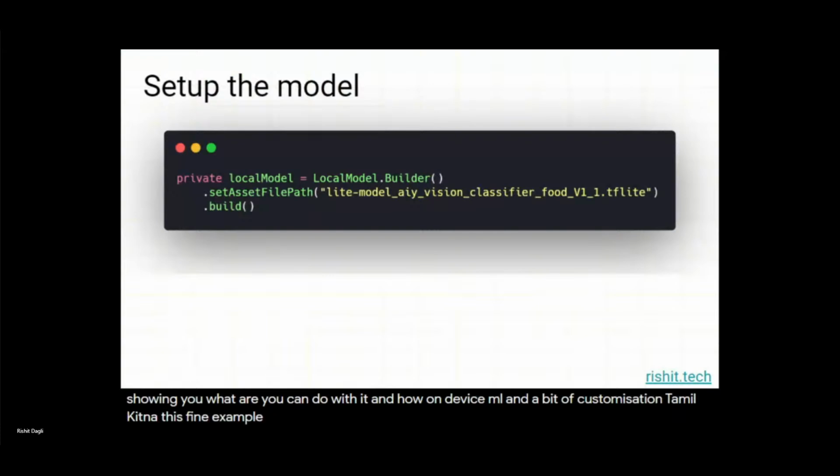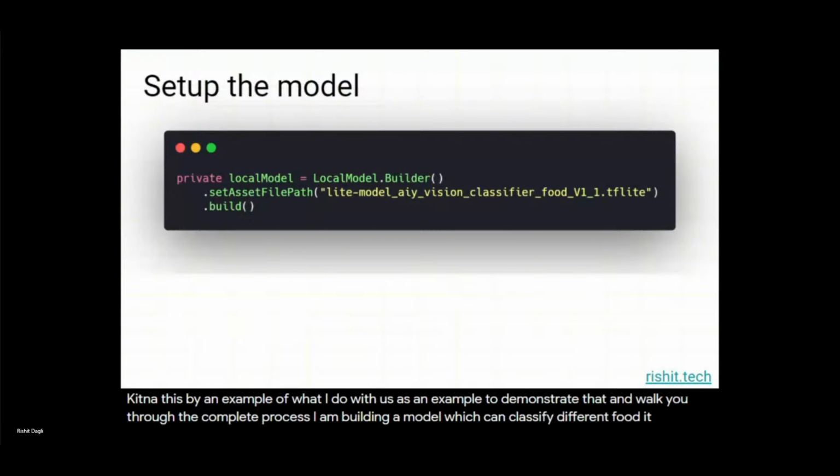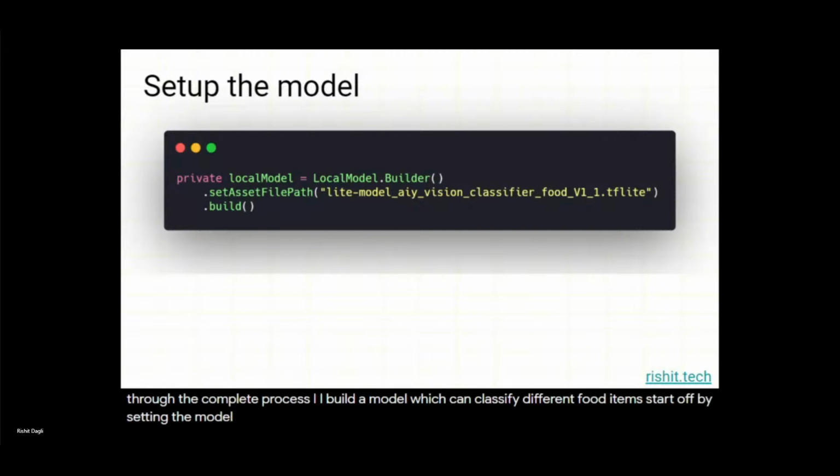So what I do over here is, as an example to demonstrate it and walk you through the complete process, I build a model which can classify different food items. I'll first start off by setting the model and specifying the TF Lite model file for it. So this is my TensorFlow Lite model file, which allows me to do food classification.